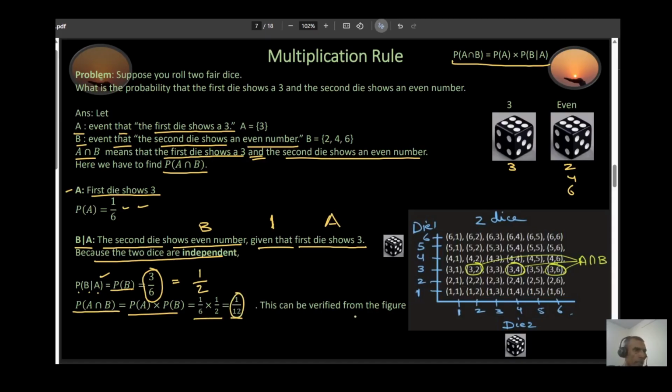You can also verify this from the figure. The question was that the first die shows 3 and that the second die shows an even number. Well, the only possibilities are these ones right here: 1, 2, and 3. That's it. These are the only possibilities, which is A intersection B. So in this case, the size of my A intersection B is 3 and my total size is 36 because there are 36 outcomes total. And the answer is 1 over 12. So this matches with 1 over 12 over here. So you can find the same answer in multiple ways.